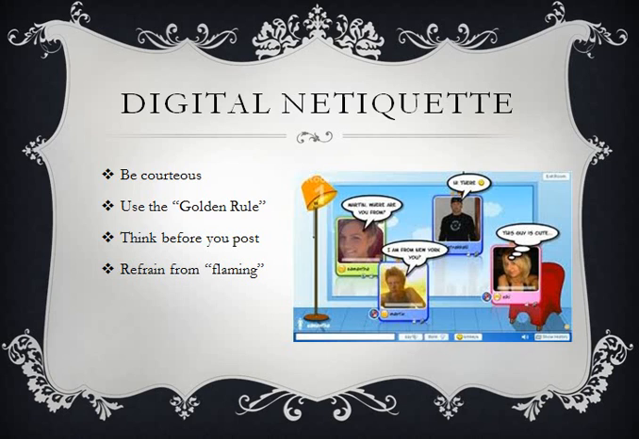You should think before you post, and of course refrain from flaming, which is just flat out mean, verbal, aggressive, angry behavior towards others online.